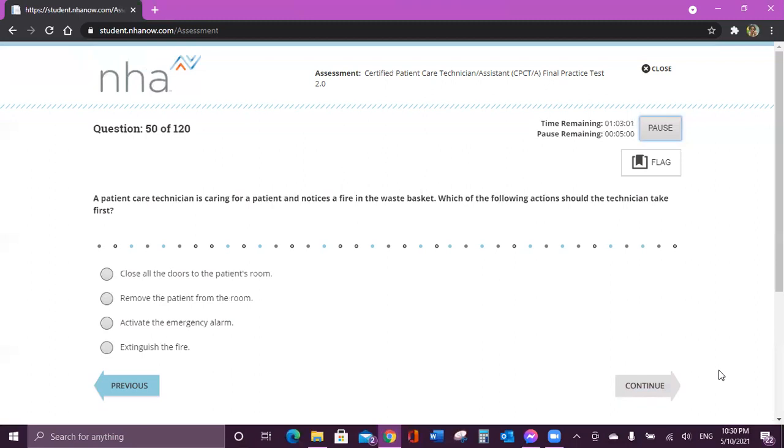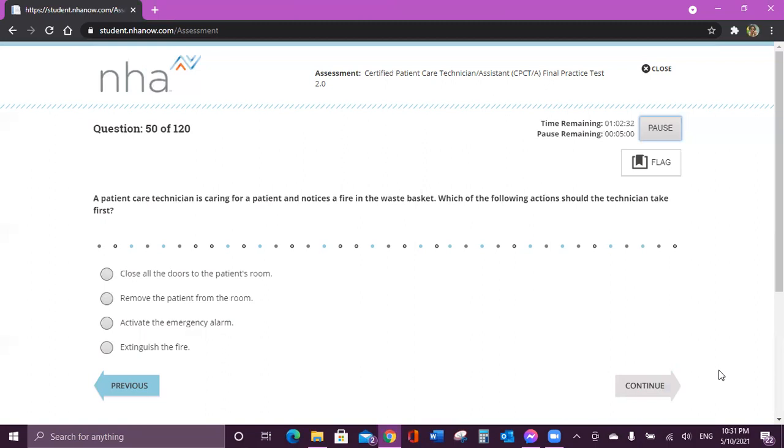A patient care technician is caring for a patient and notices a fire in the wastebasket. Which of the following actions should the technician take first? Close off the door to the patient room, remove the patient from the room, activate the emergency alarm, extinguish the fire. You have to remove the patient. Eso es lo primero que tienen que hacer, ¿verdad?